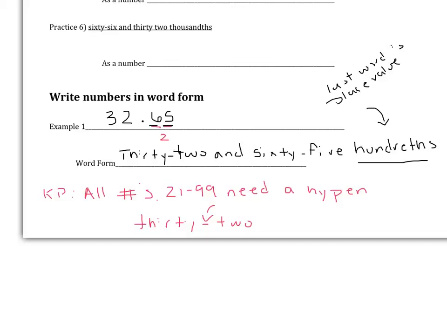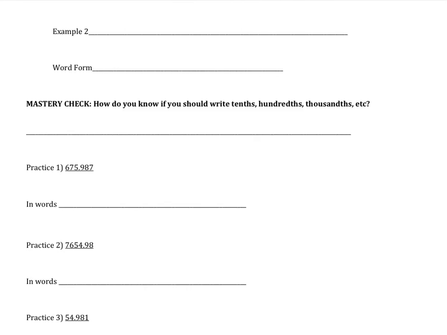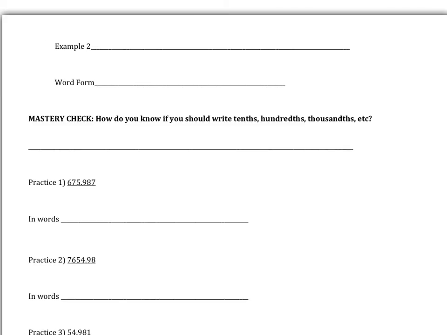Alright, let's do one more example. So let's say you had a number like 14.012. What would that look like? First thing I'm going to do is just write out the number I see to the left of the decimal, which is the number 14. So I'm going to write out 14. I see a decimal, so I'm going to put the word and.